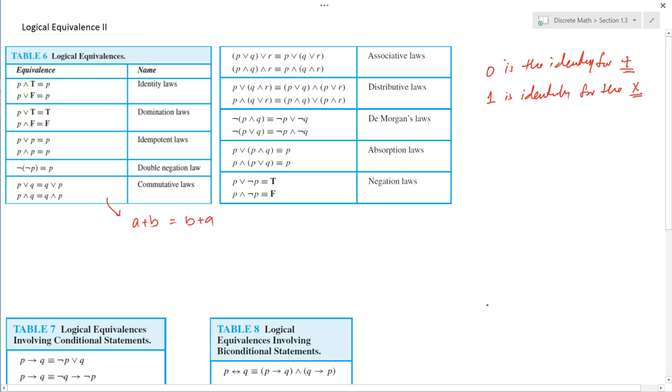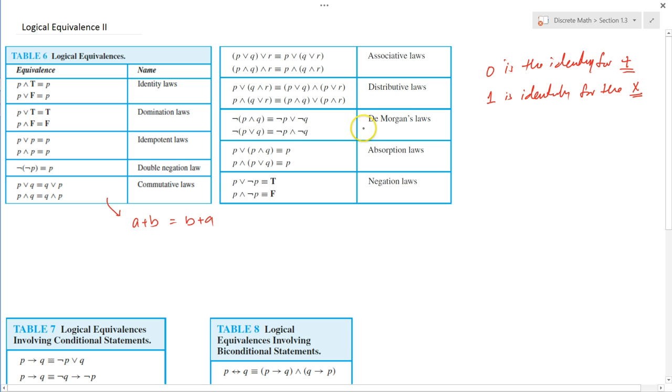The same way with the distributive law, and we've seen one of these in one of the previous examples. So we know over here the first law says that P or (Q and R) is equivalent to (P or Q) and (P or R), and this pattern is very similar to the distribution of multiplication over addition in regular algebra.